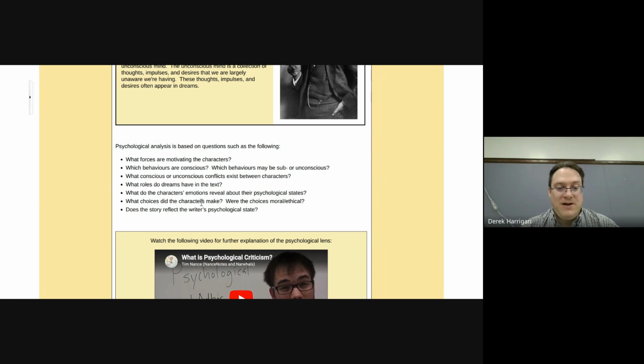What choices did the characters make? Were the choices moral or ethical? So in this type of analysis, we're kind of judging the characters and we're trying to identify whether what they're doing was right or wrong. And we're trying to identify their motivations. Why are they doing something? Are they doing something for selfish reasons? Are they doing something to help someone else? We're trying to look at the decision-making, the emotions, and the feelings of the characters. Okay? So these are some questions that you can answer to psychologically analyze a story.